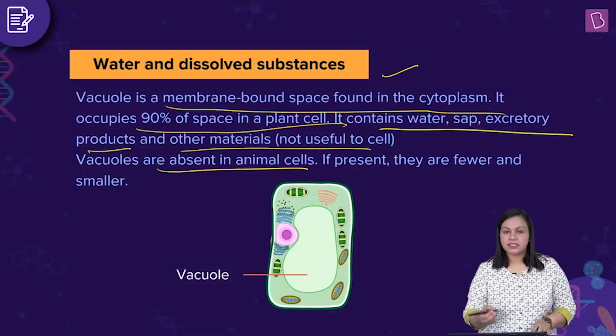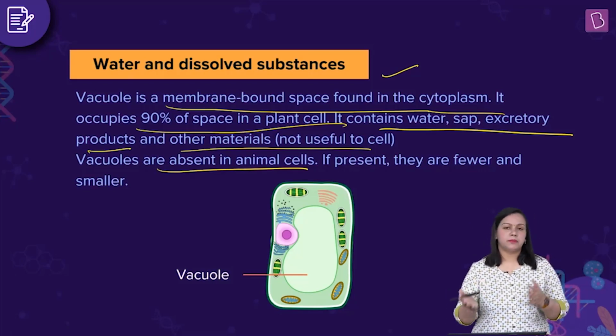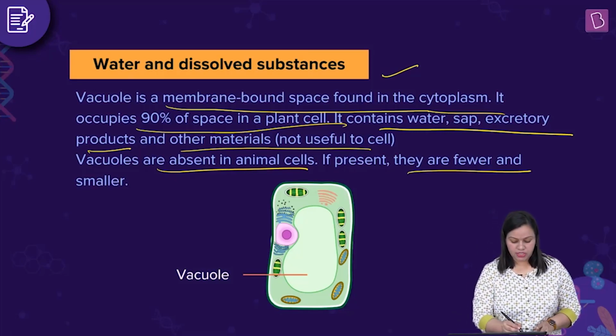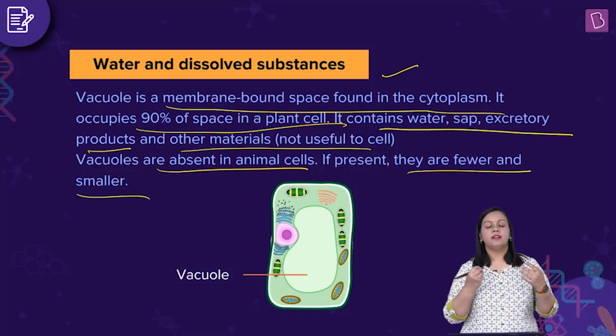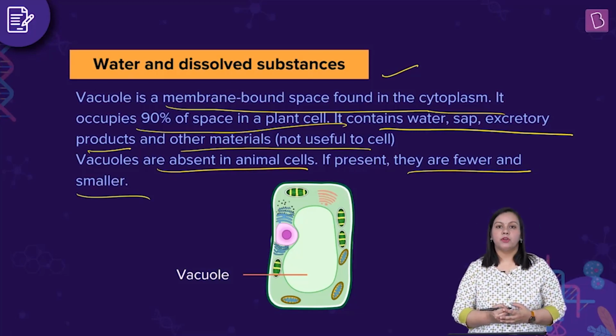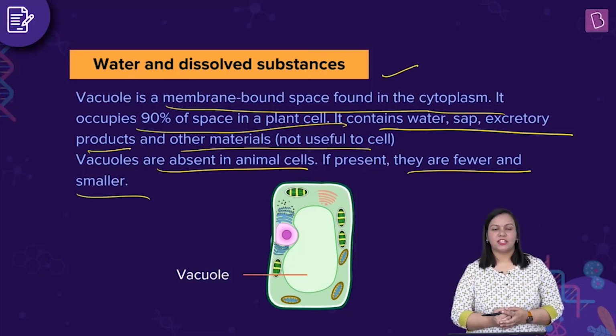Vacuoles are absent in animal cells mostly, but sometimes when present, they are going to be much smaller in size and much fewer in number. So I hope you have understood this question well.